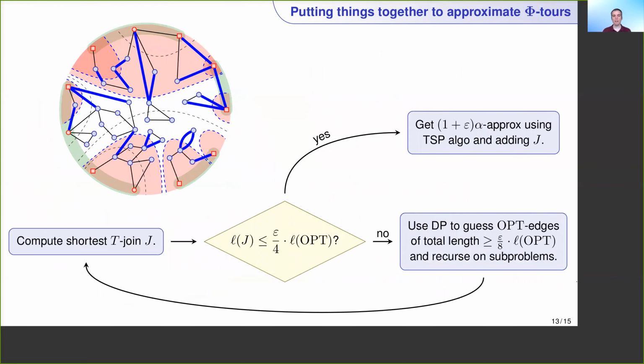So in short, whenever we have a Phi-tour instance, we first compute the shortest T-join. If it is very short, then we can solve the problem immediately by direct reduction to TSP, without any recursive calls. If not, then we construct this laminar family, guess opt edges, and then solve them and guess the interfaces and recurse on subproblems.